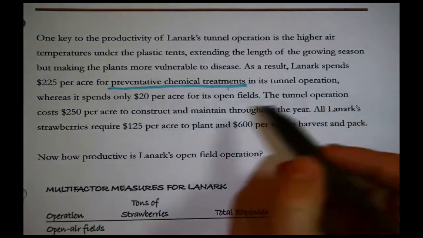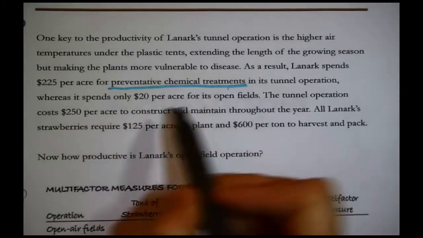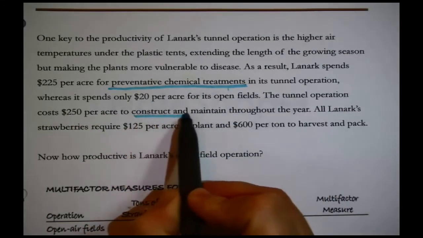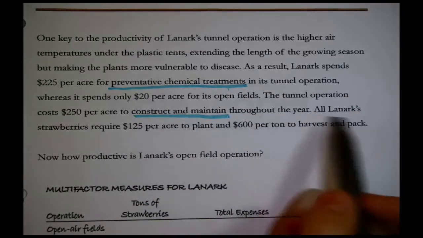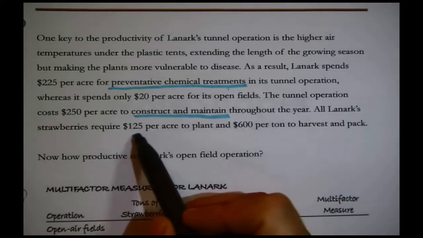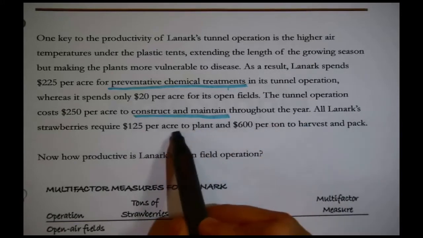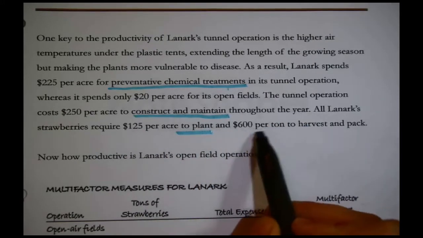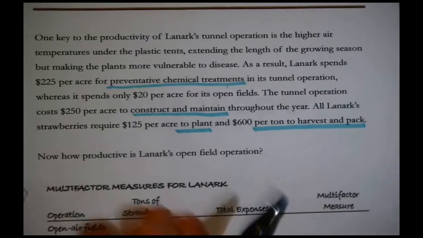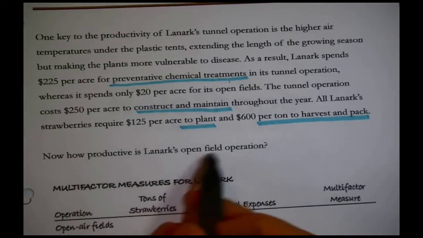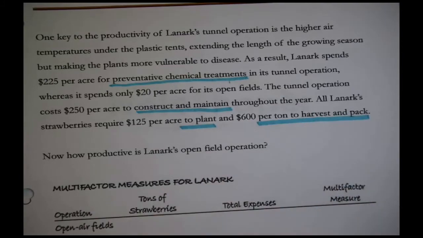The tunnel operation costs $120 per acre to construct and maintain throughout 1 year. All Lenark's strawberries require $125 per acre to plant and $600 per ton to harvest and pack. Oh, the actual question is now, how productive is Lenark's open field operation?